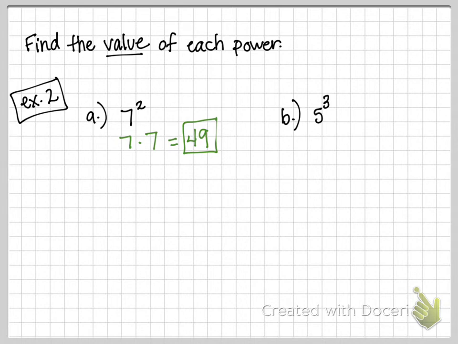Letter B, 5 to the 3rd power. What does that really mean, Liam? 5 times 5 times 5. Perfect. 5 times 5 times 5, not 5 times 3. Be super careful you don't do that. This takes a little bit more math. It's not quite as easy as 7 times 7. So I'm going to give you a second to work this out.